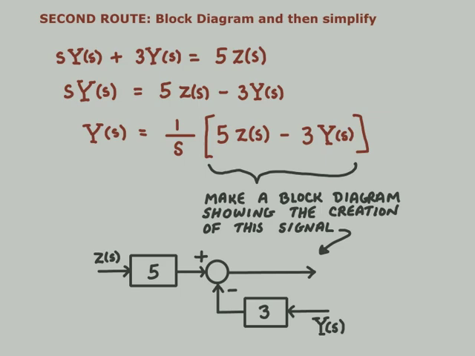This is block diagrammed at the bottom of the page. You see Z(s) entering into a system that consists of the gain 5. The output of that is then summed with 3 times Y(s) coming from the bottom. You'll notice the plus sign on the output of the 5 times Z(s) and the minus sign on the output of 3 times Y(s). So that makes the quantity in the square brackets.